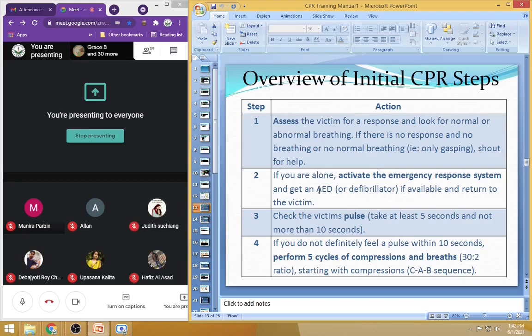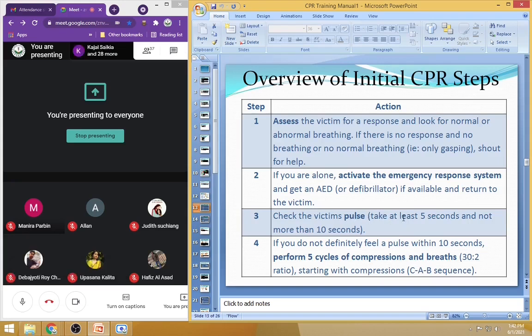We have to call emergency, then tell them to bring an AED or defibrillator. If you inform them, they will bring everything that is needed. If anyone is near, like your friend, you can tell them to come and help you. And return to the victim. Then check the victim's pulse.